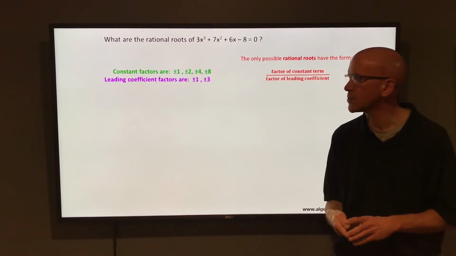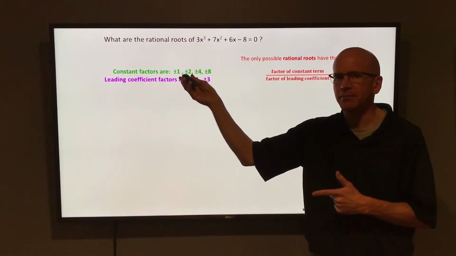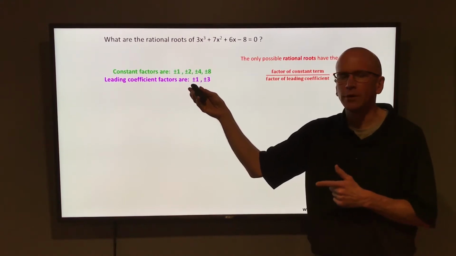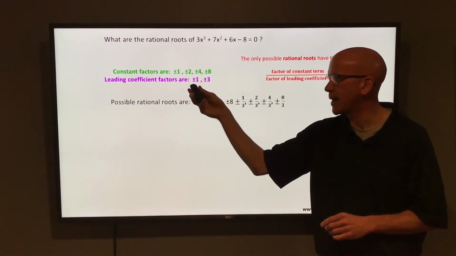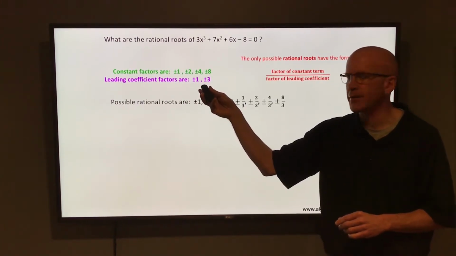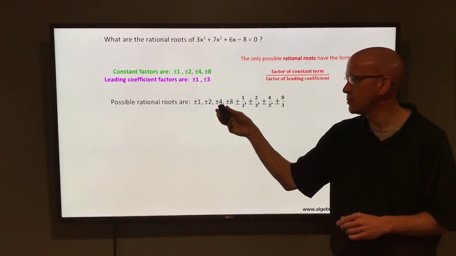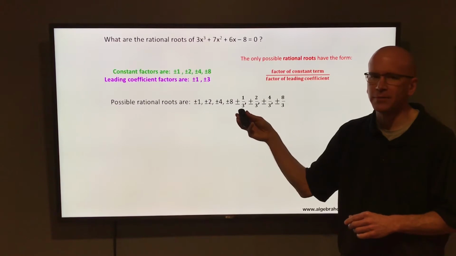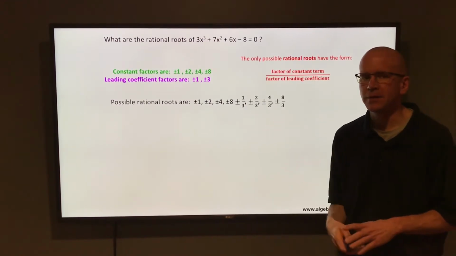So to find the possible rational roots, that doesn't mean these are the rational roots, only possibilities. The possible rational roots are found by taking each one of those constant factors and putting those over each one of the leading coefficient factors. If you do that, you get this list. Positive negative 1, positive negative 2, positive negative 4, positive negative 8, positive negative 1/3, positive negative 2/3, positive negative 4/3, and positive negative 8/3.